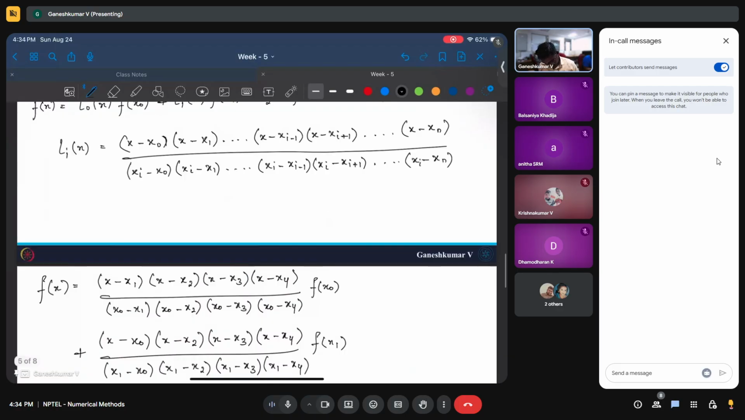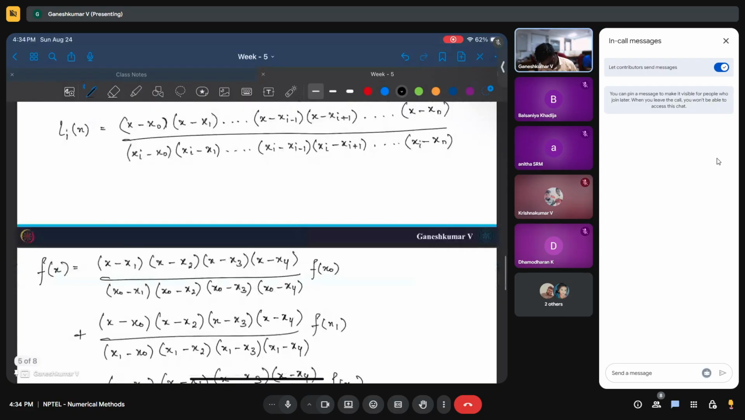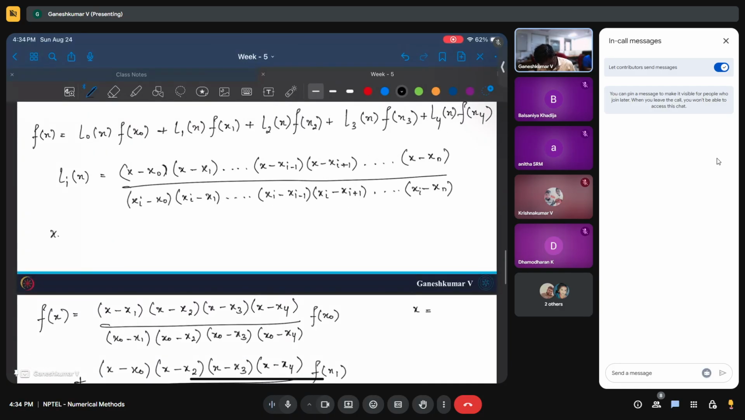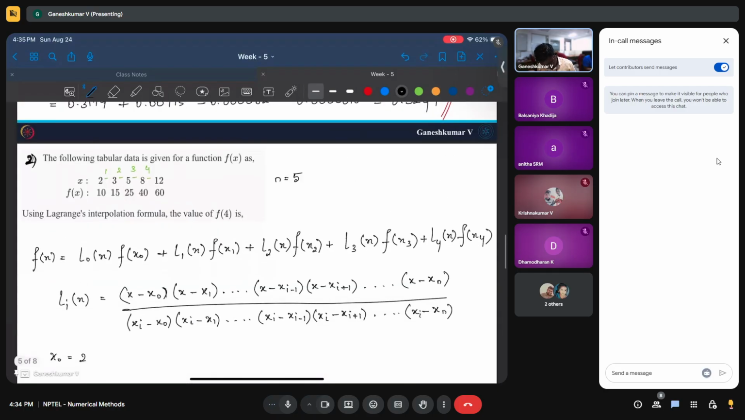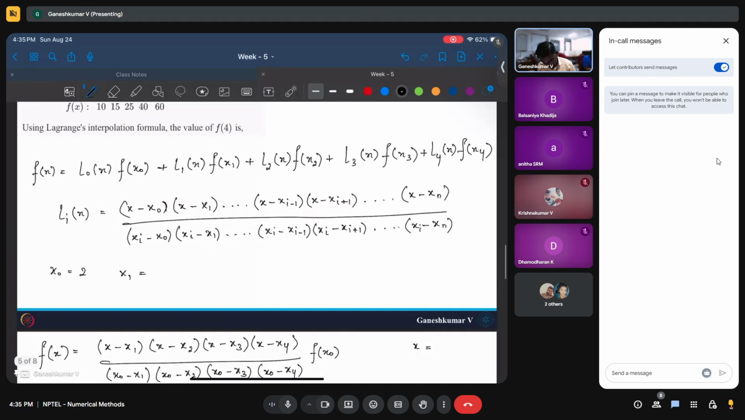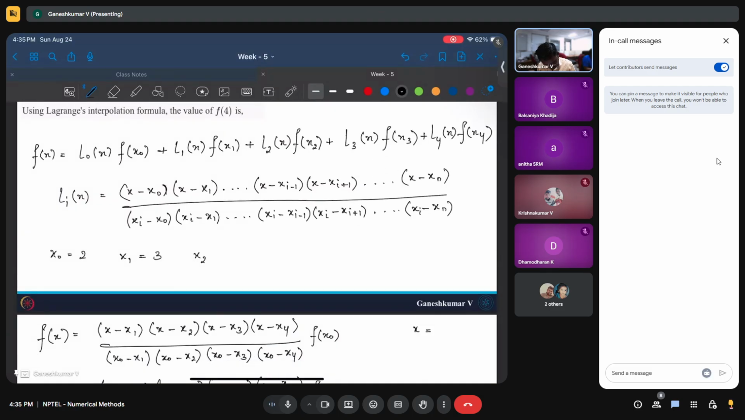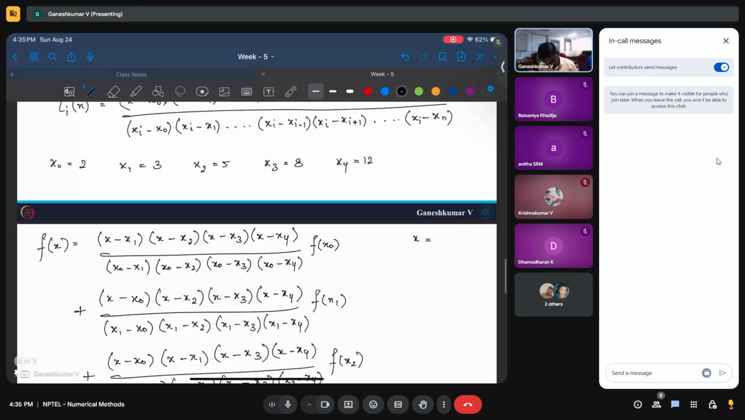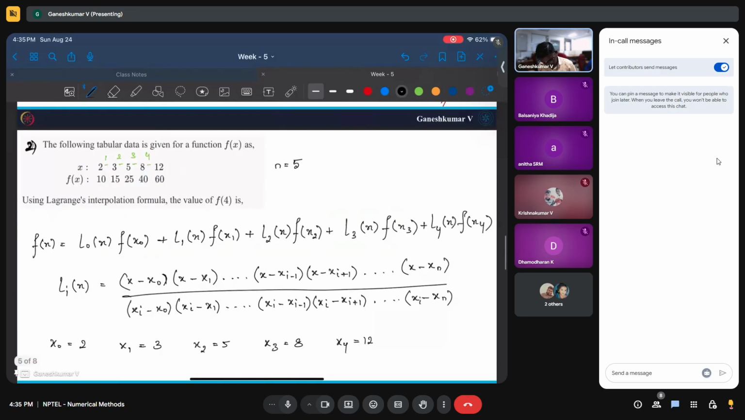Now what we need is to find the value at x. So let me write down x naught. X naught is 2. Here you need not worry about the order; you can just directly take the values from the table in that order. X1 is 3, x2 is 5, x3 is 8, and x4 is 12. Similarly, you can take the corresponding f of x's. Now the only thing we don't know is x, for which we are trying to find out.